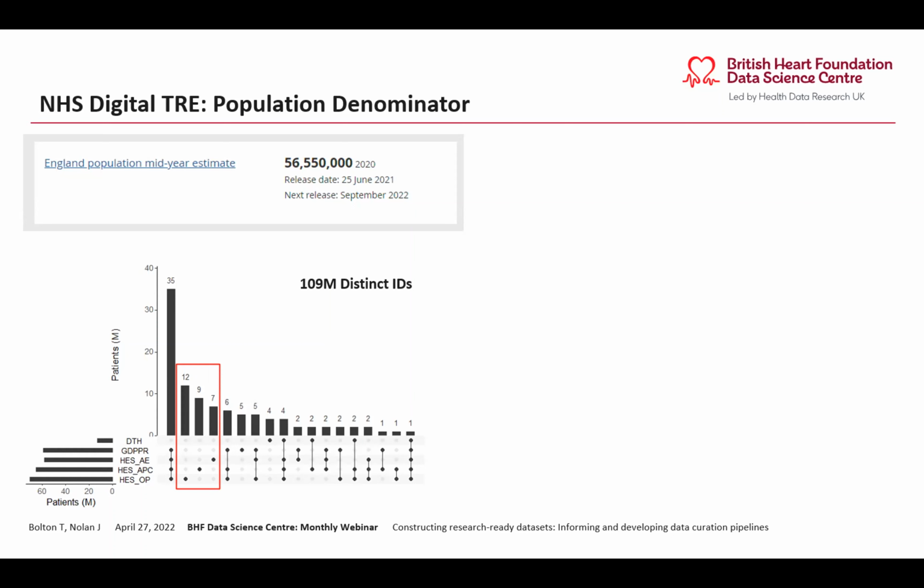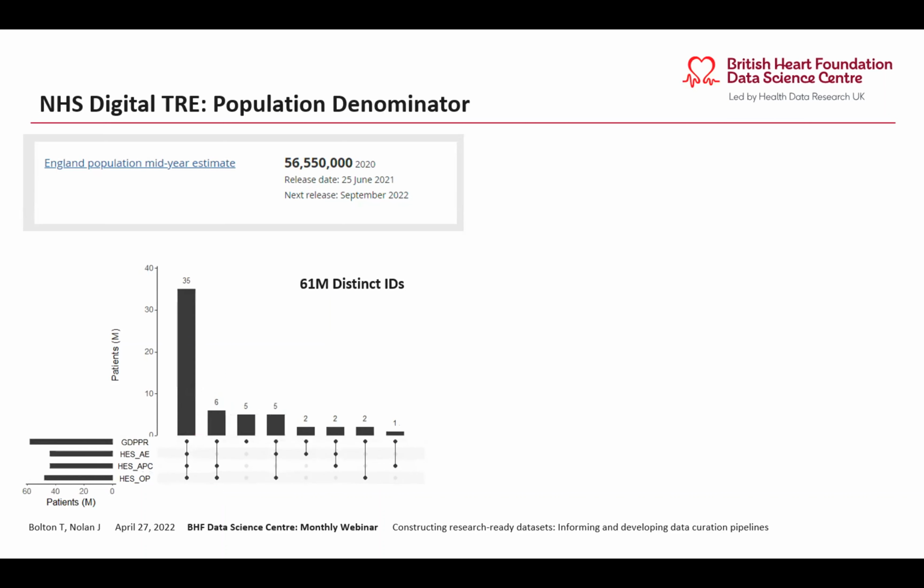But the second, third, and fourth largest groups are all IDs found in a single HES dataset only. So this is basically 30 million IDs that appear in one of HES APC, outpatients or A&E only. We think this might be to do with how the person ID field in the HES datasets is derived, and this is something we are trying to understand better with help from the Master Person Service at NHS Digital.